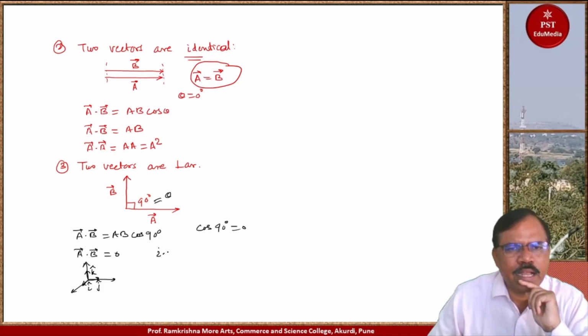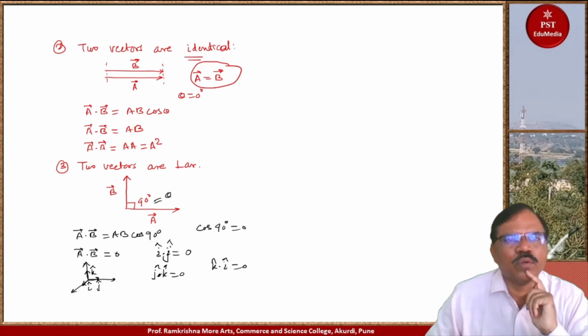So if we take I dot J, they are perpendicular to each other, so it must be 0. J dot K must be equal to 0. K dot I or I dot K must be equal to 0.